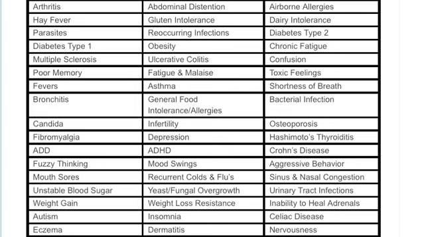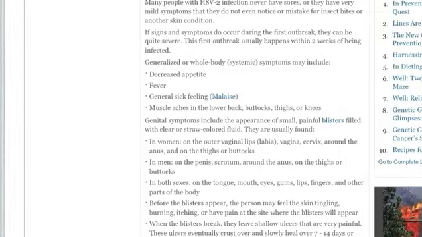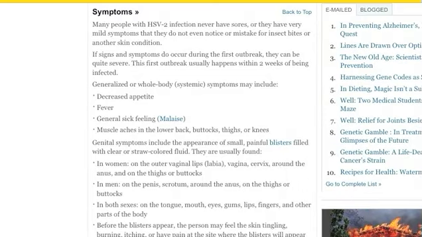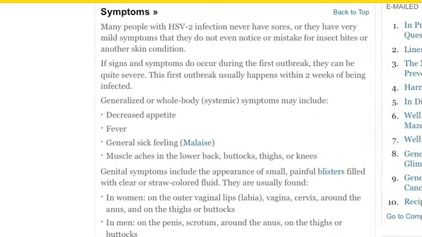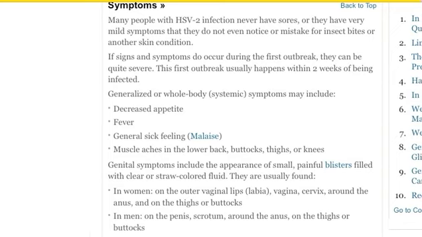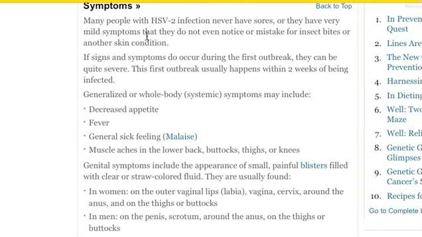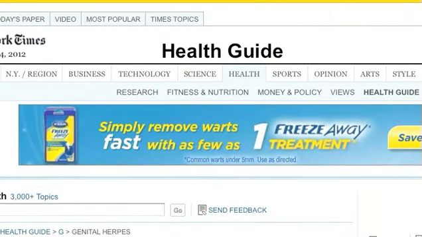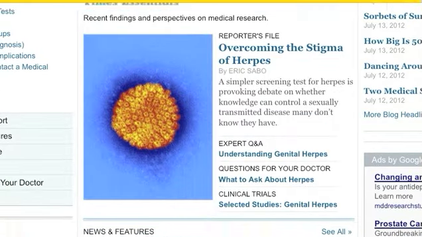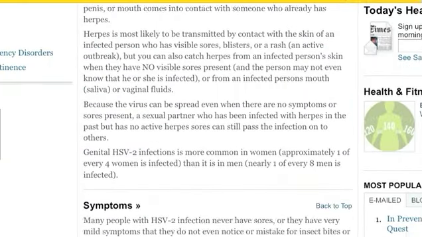So now what I want to do is move this out of the way for a second, and I just want to move our symptoms of herpes into view. Let me zoom in on this a little bit so you can see it. Okay, so these are symptoms of HSV 1 and 2. If I scroll up here, this is actually coming from the New York Times Health Guide. So let's go back down to our symptoms.